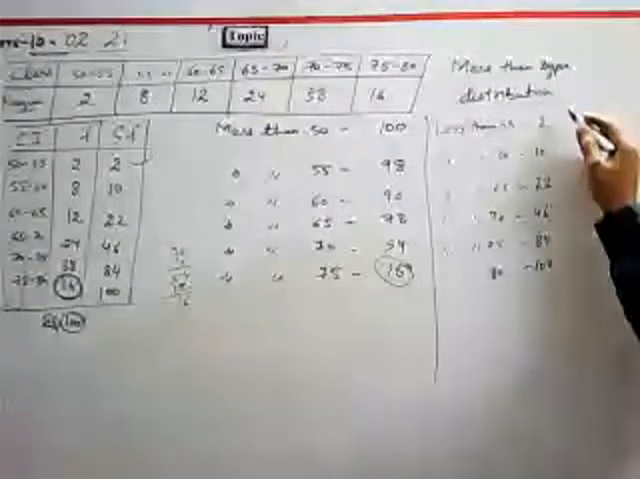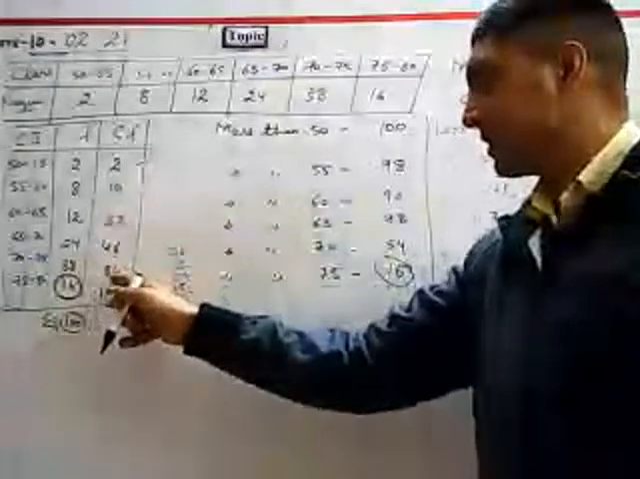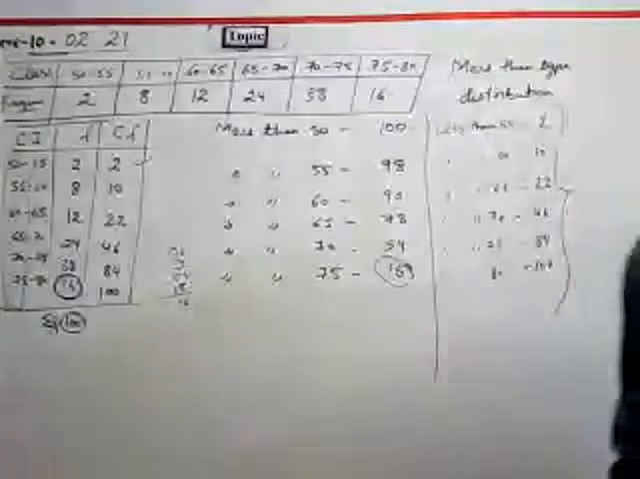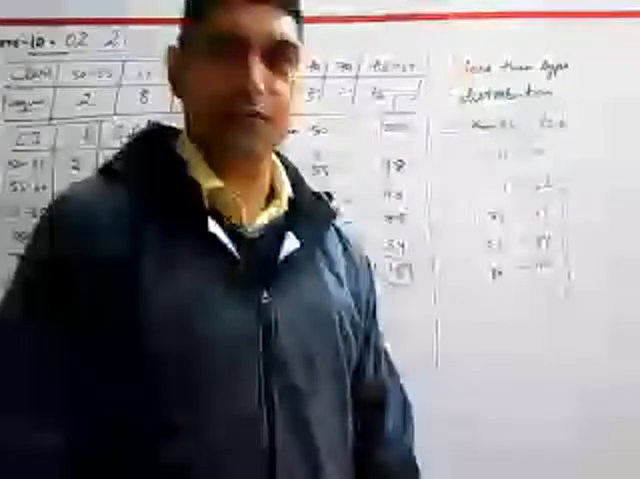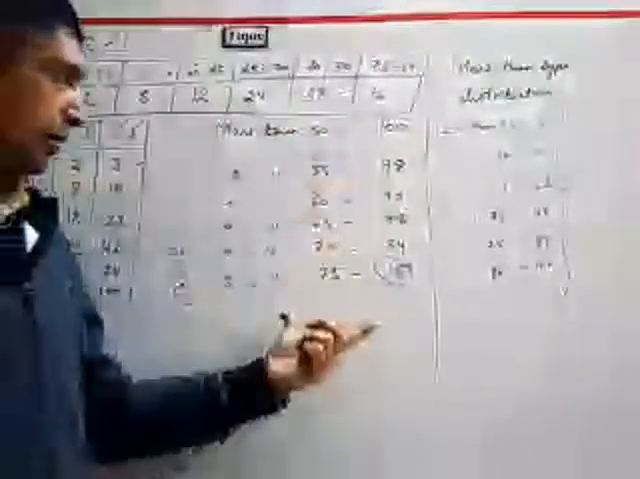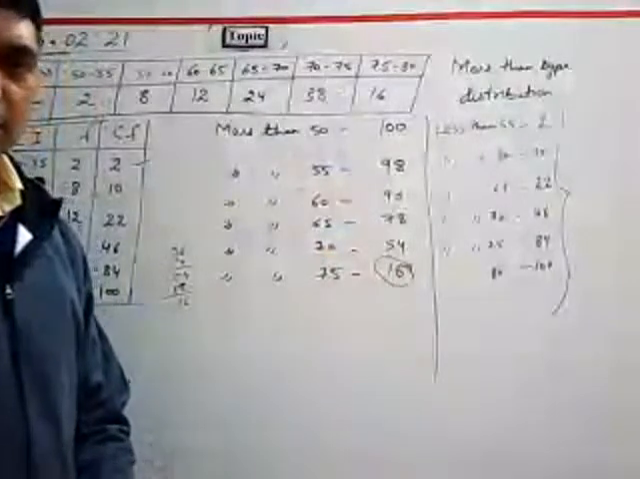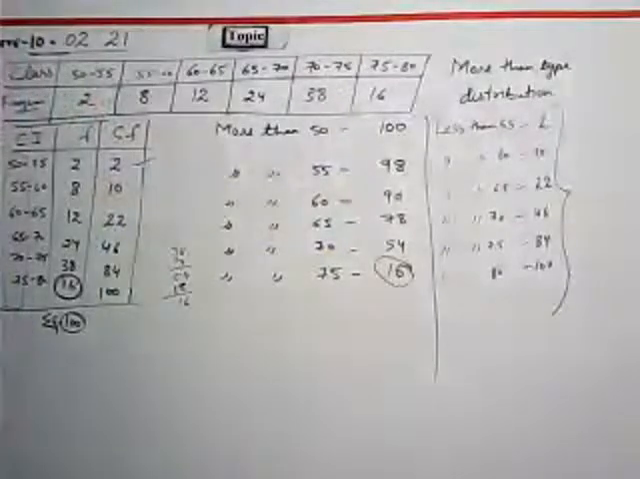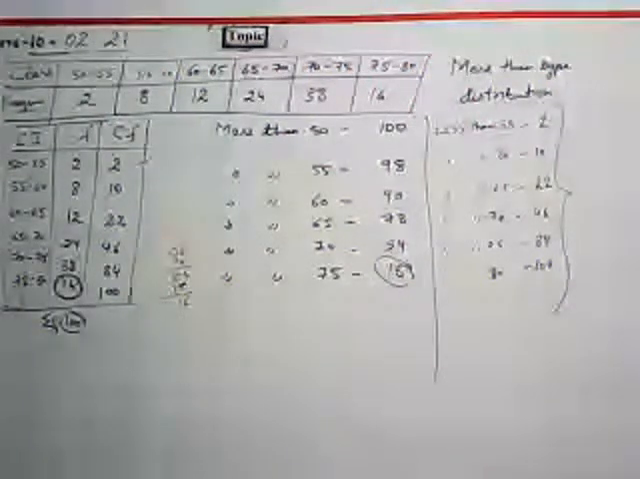So these are your cumulative frequency points: 2, 10, 22, 46, 84, and 100. This is less than type distribution. Less than type distribution is very simple. More than type is a little confusing, but you can check in both ways. So this is about the more than type distribution. Okay, so we can take one more question based on probability, right?